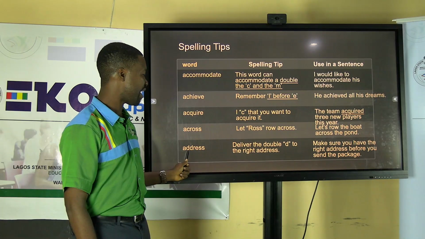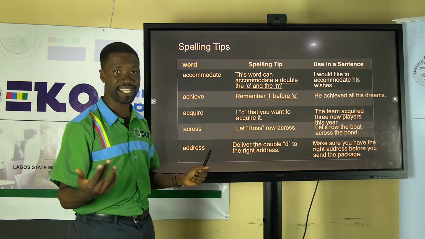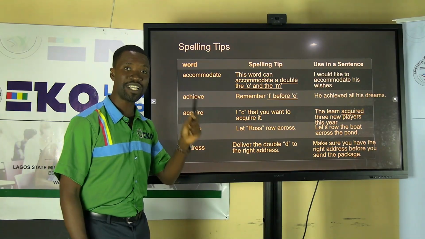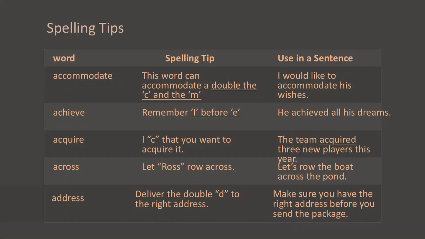And the word address. I've noticed over the years that students usually omit one D when spelling the word address. Address will deliver two Ds when you are spelling it. For example, make sure you have the right address before you send the package.